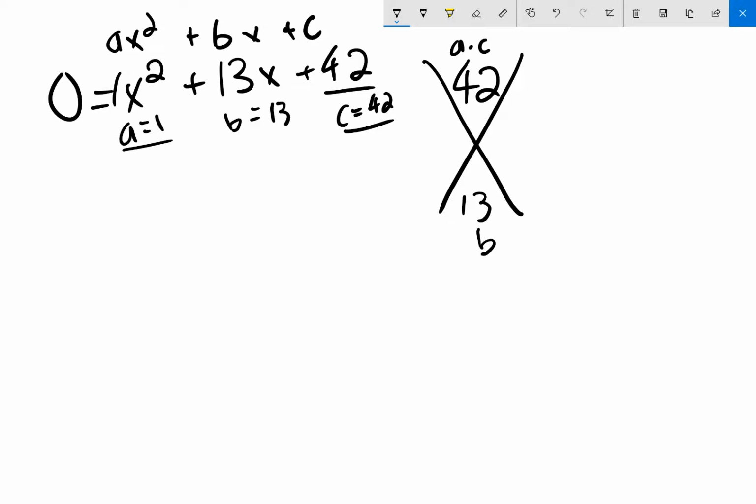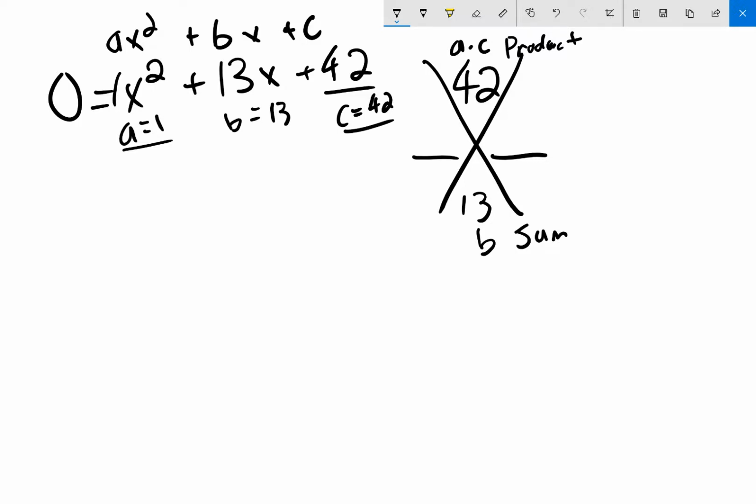Because now what I need to do is find out what two terms are going to multiply to make 42. That's why it's called the product. And add to make 13. That's why they call it the sum. They have to be the same two numbers. So this is where it's tricky because you have to kind of be good at your multiplication facts. If you know your multiplication facts pretty well, then this shouldn't be too hard.